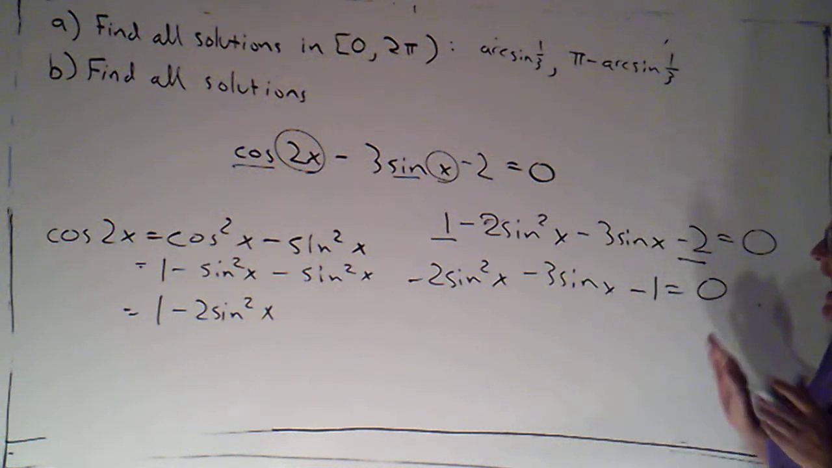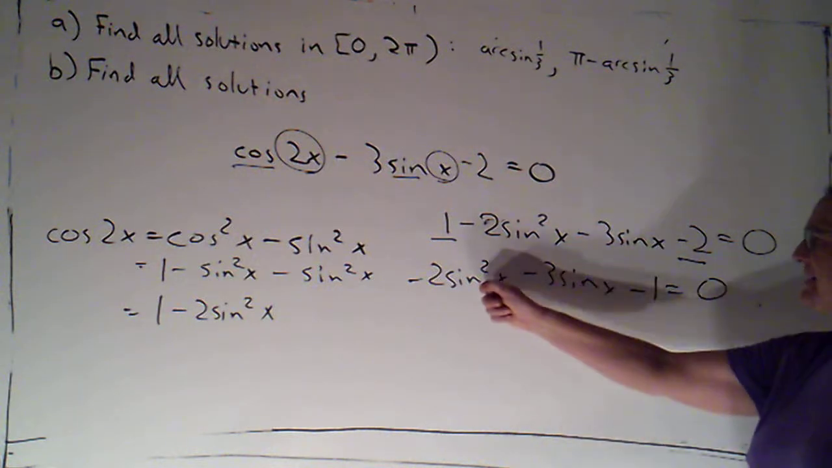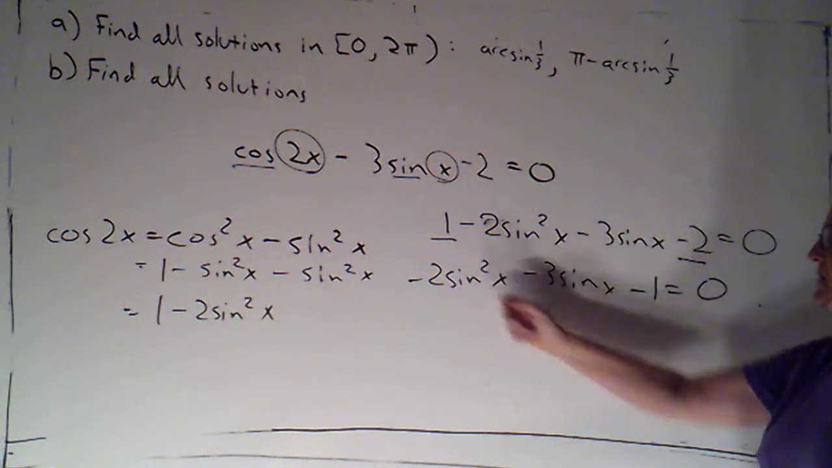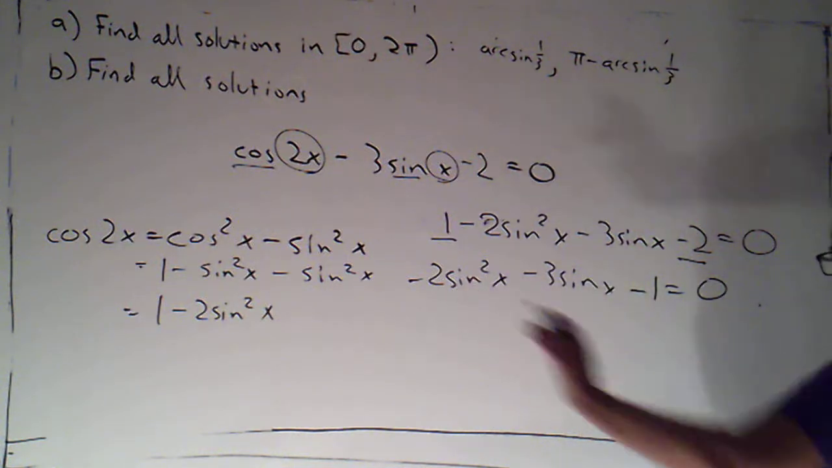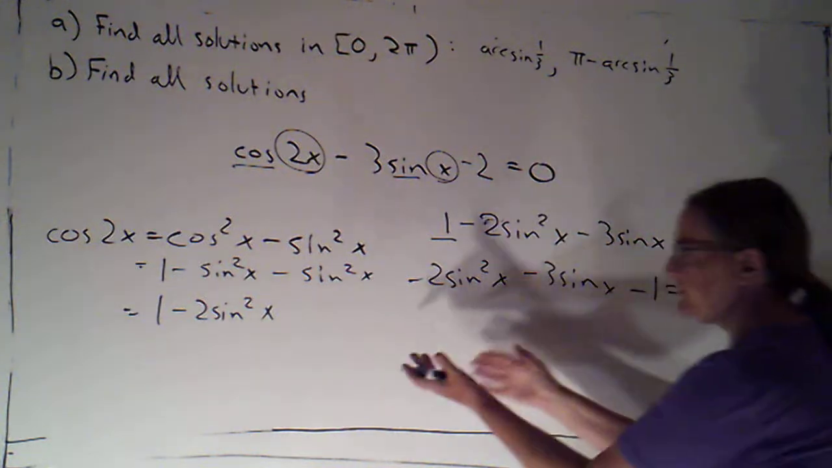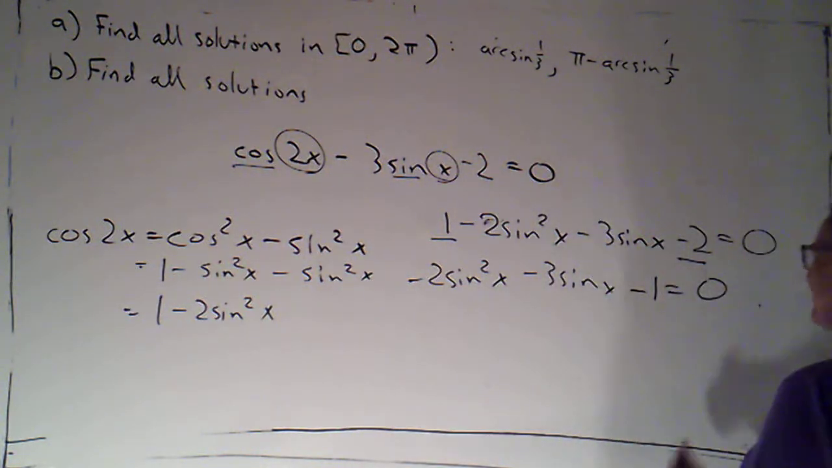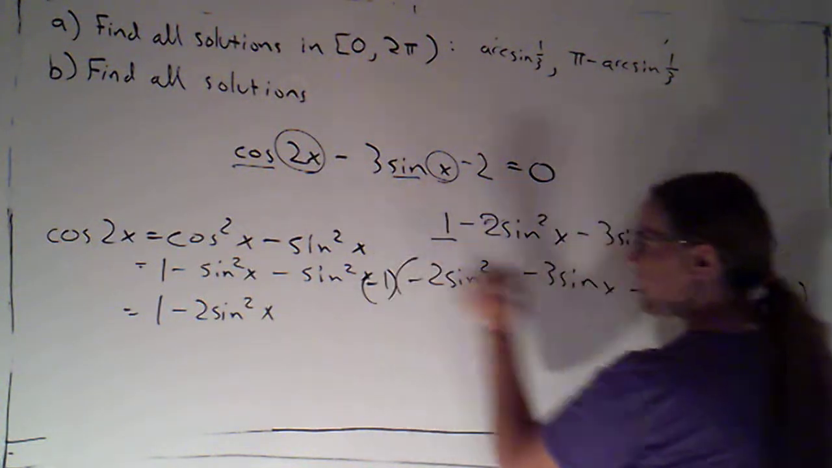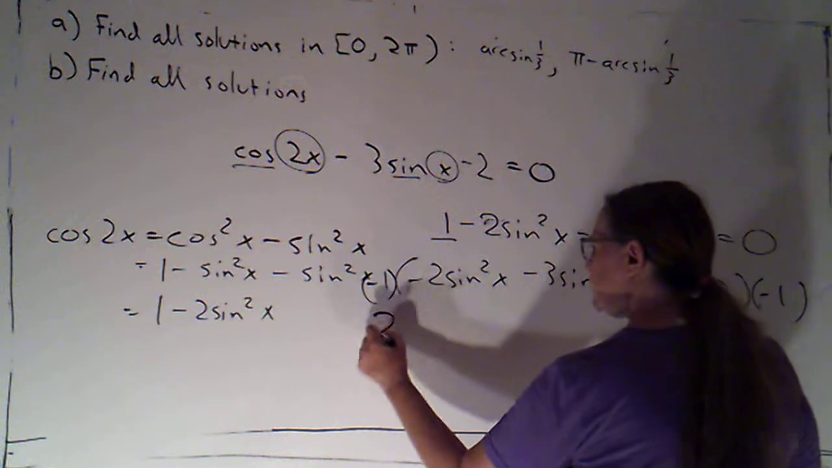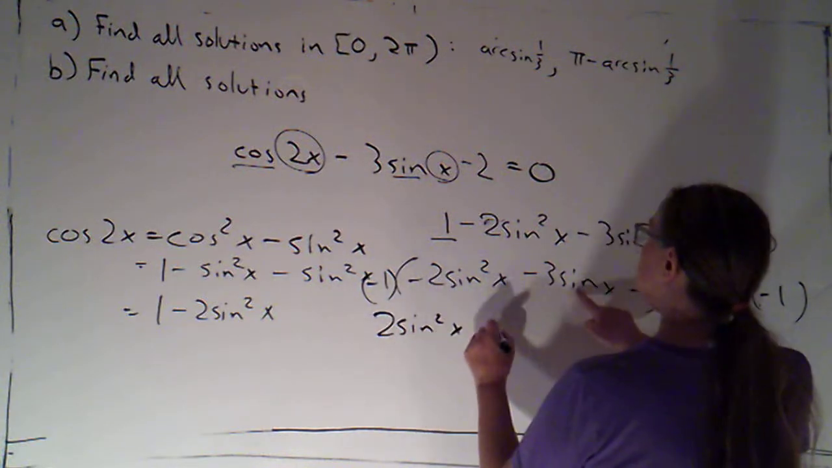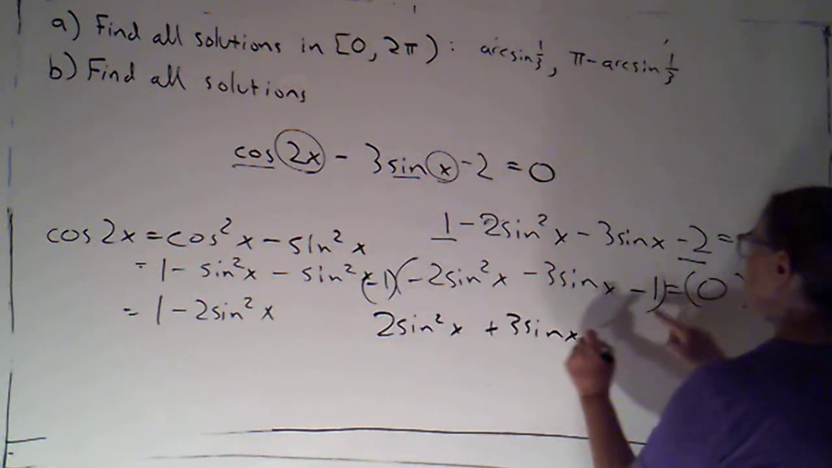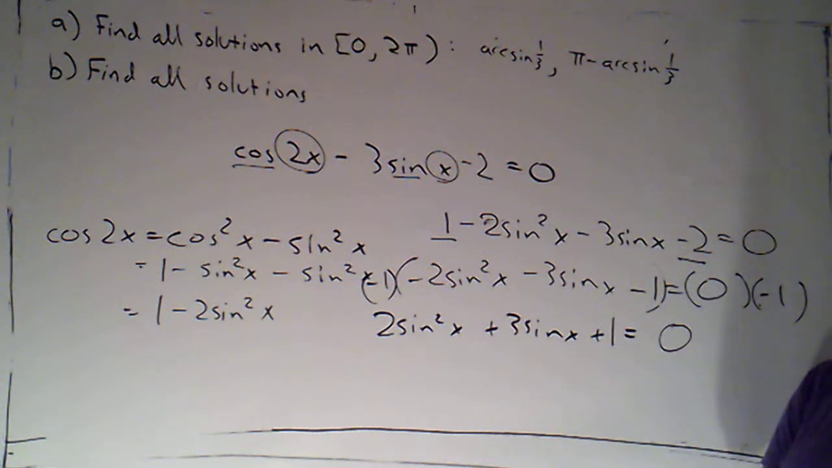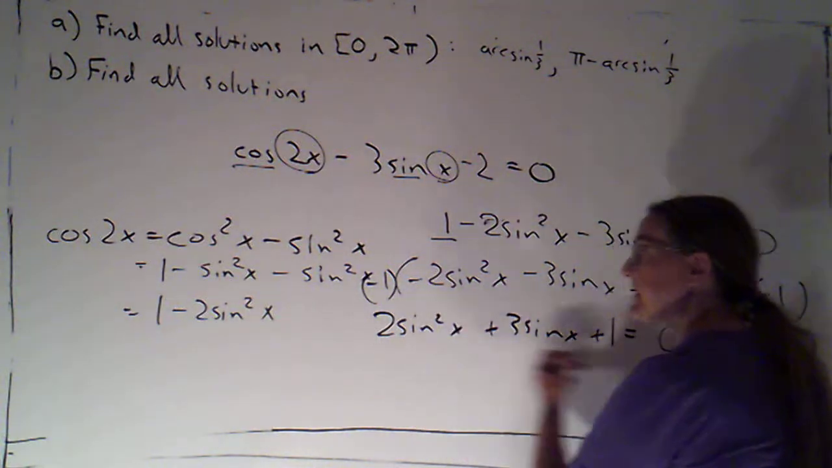Okay. I could try to factor it here, but it's a lot easier to factor if the squared term is positive. So what I'm going to do is now multiply through by a negative 1. Or equivalently, I could just move everything over to the other side. I'm going to think of it as multiplying through by a negative 1. All that's going to do is change every single sign. So it becomes positive 2 sine squared x plus 3 sine x plus 1 equals 0. So now I've got something that's quadratic in form.